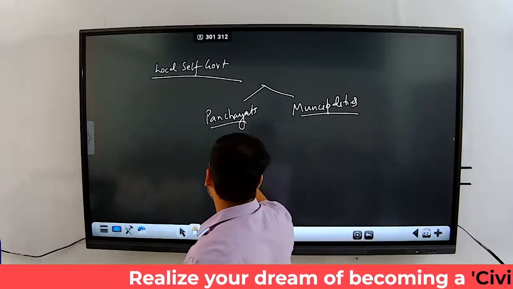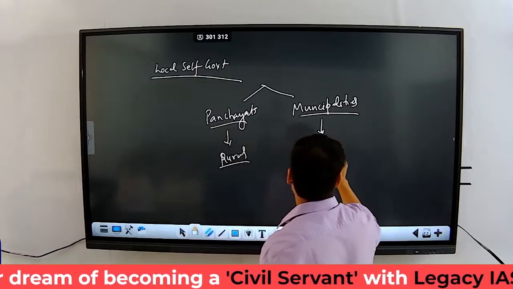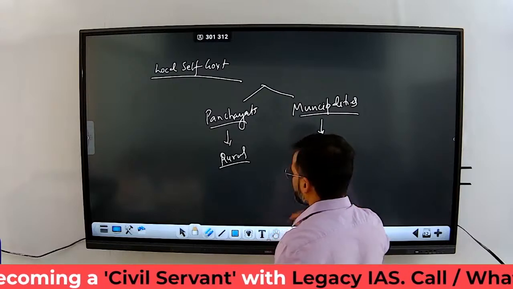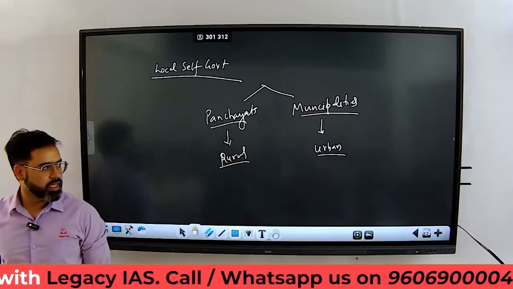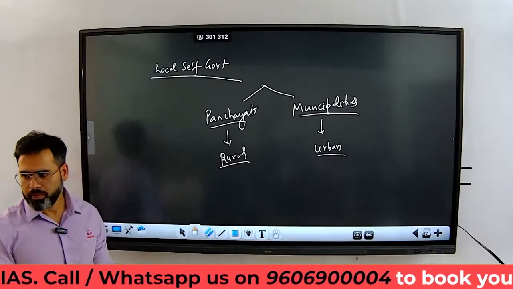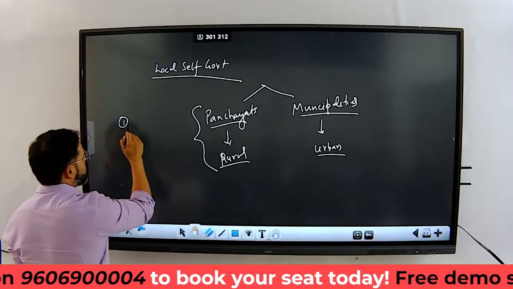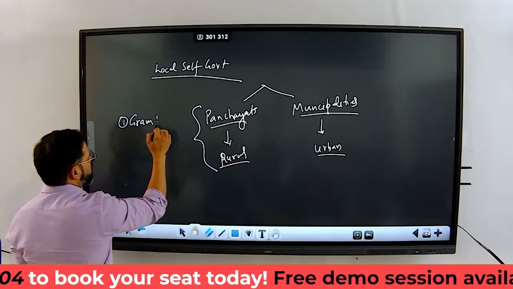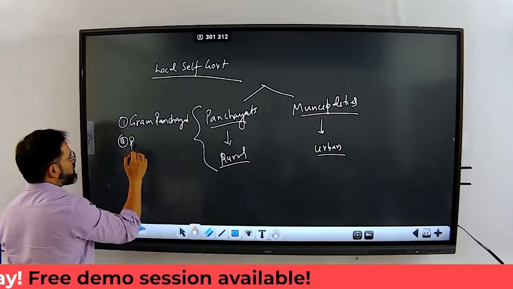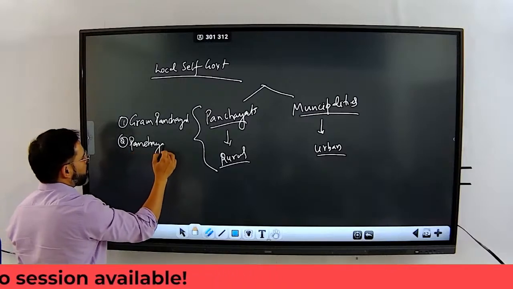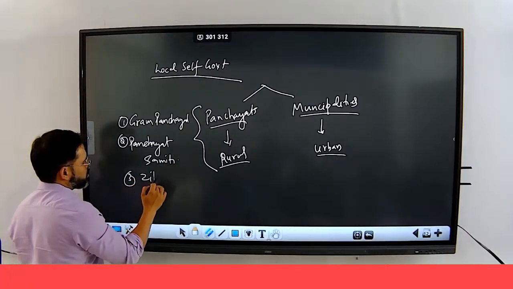Panchayats are basically in rural areas, and municipalities are for urban areas. Right? We will cover panchayats too. There are again three different types: the gram panchayat, second the panchayat samiti, and third the jila parishad.